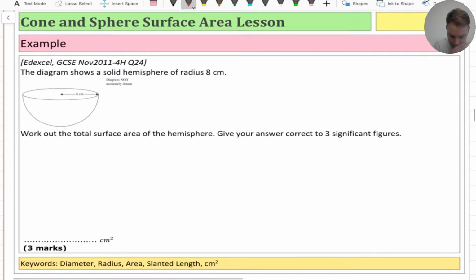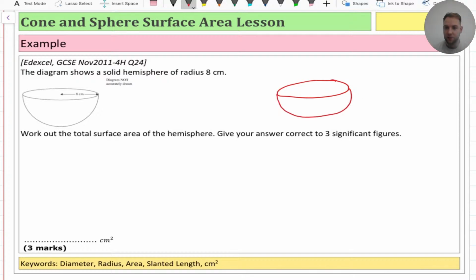So, work out the total surface area of this hemisphere. Now, we have looked at this one before. So we know that we've got this part here, which is, we draw an oval if we're going to draw it, and then we're going to do a line around an arch on the bottom here, like so.